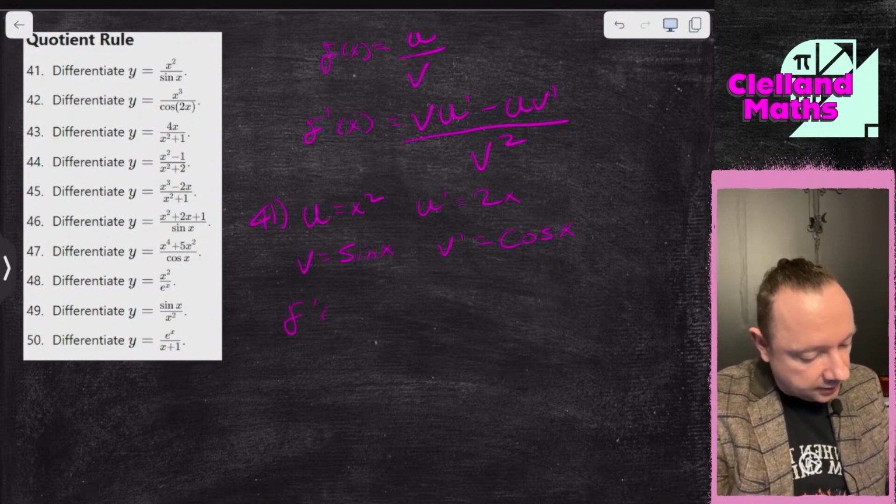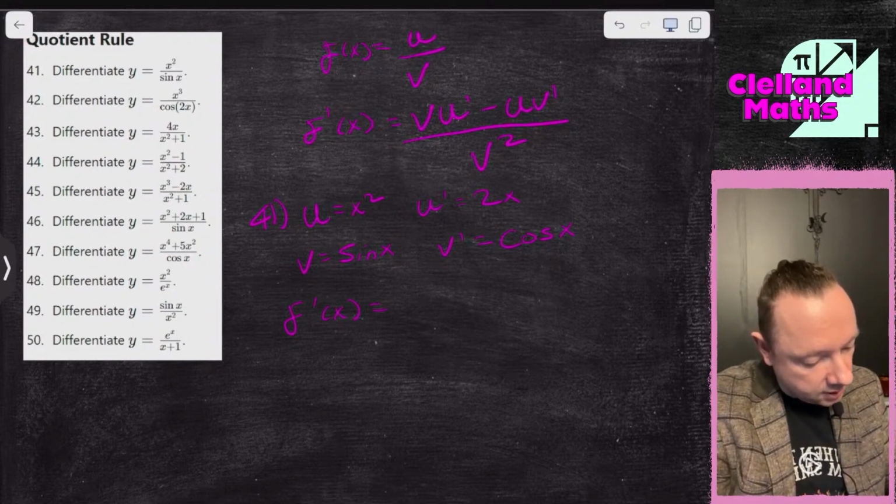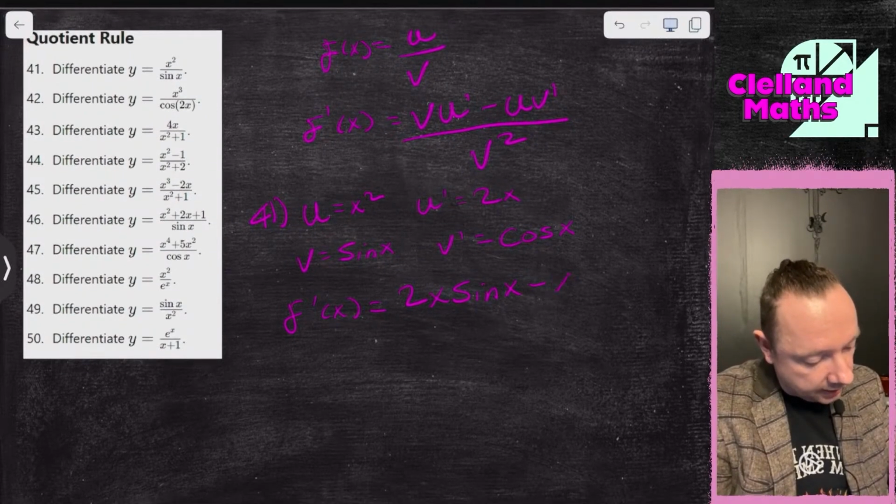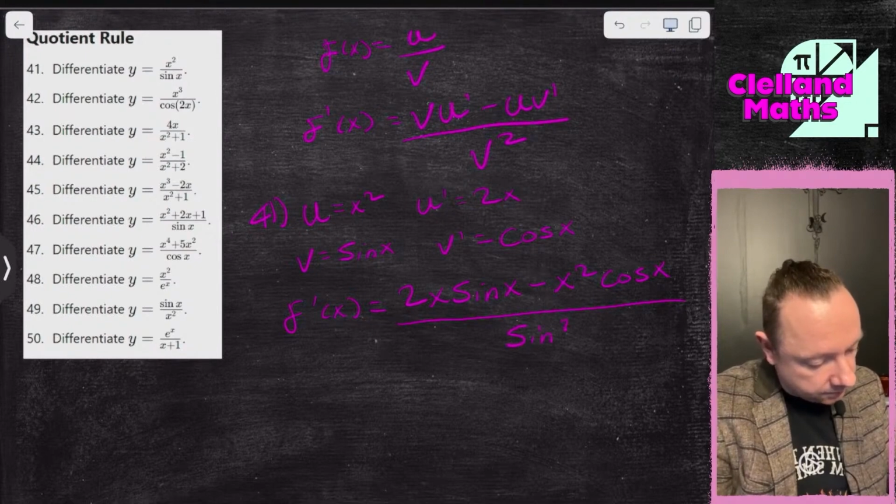So f dash x is vu dash, which is 2x sine x, minus uv dash, which is x squared, what am I doing? X squared cos x, all over v squared, and v is sine x, so it's sine squared x.